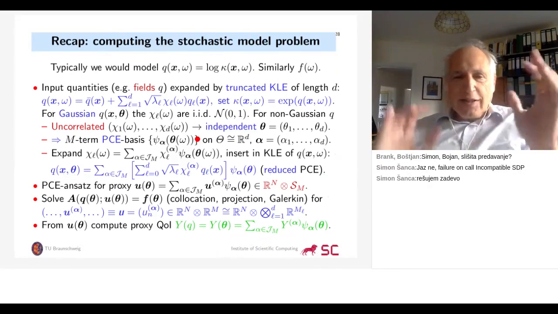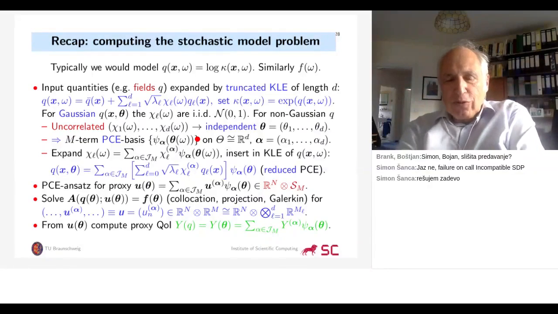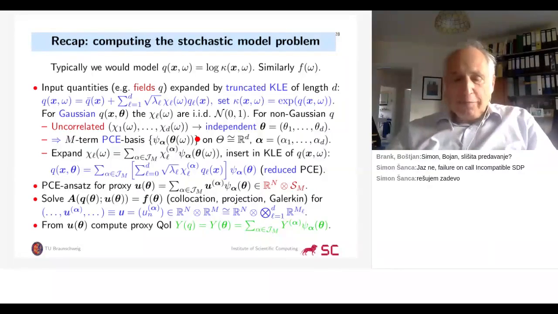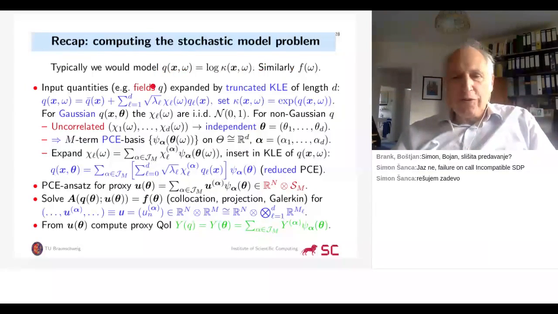So now let us do a recap of what we have to do to compute our model problem. Remember, our model problem had this conductivity, which was the parameter, and we will see this tomorrow, I think, why we take the log. Because then we don't have a constraint that it has to be positive. That's the main reason. And similarly, assume the right-hand side. It's not important right now. We'll just stay with this one here.